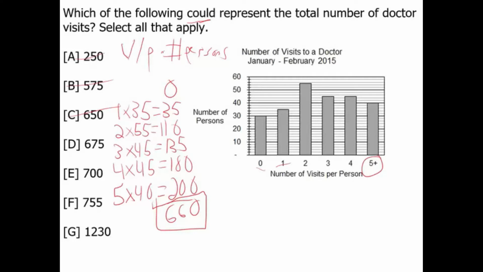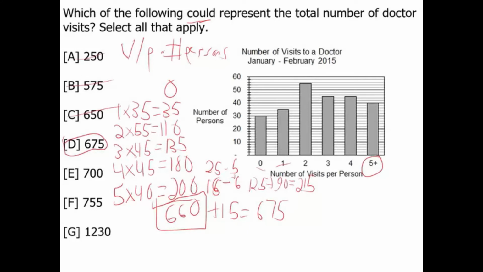But could it be more than that? Well, if we think about it, let's say instead of going 5 times in this group, 15 people went 6 times. That means that instead of 25 people would have gone 5, and 15 would have gone 6, which gives us 125 plus 90 equals 215. So we add 15 to here to represent the extra number of visits. That gets us 675, which is D.